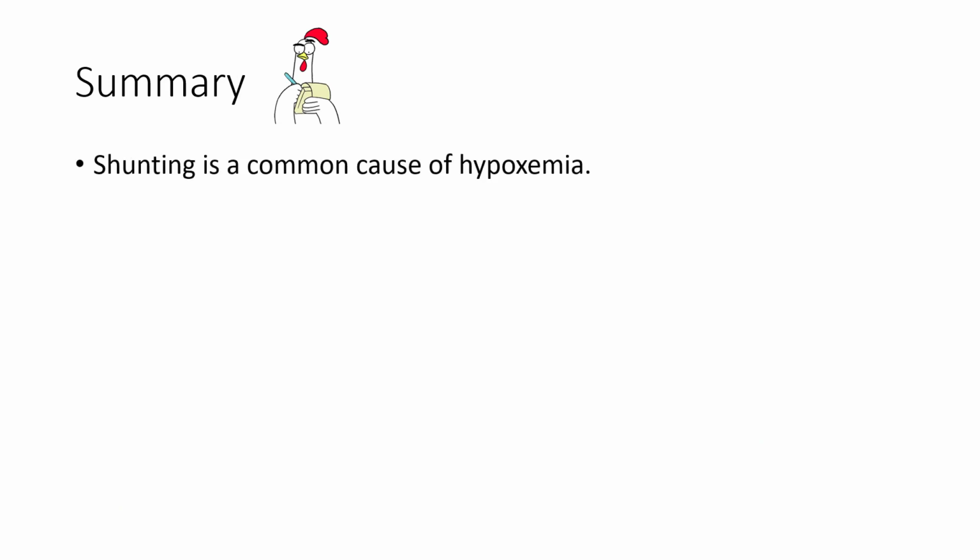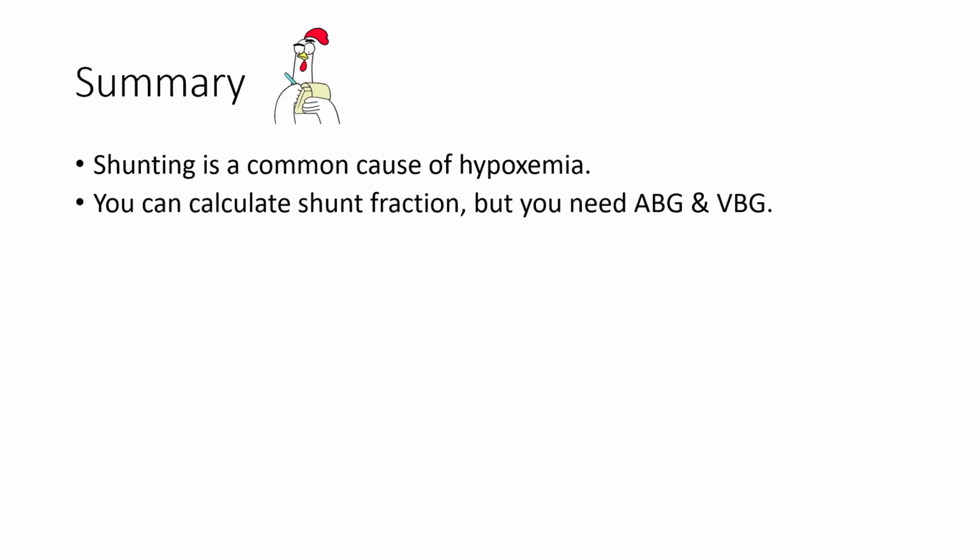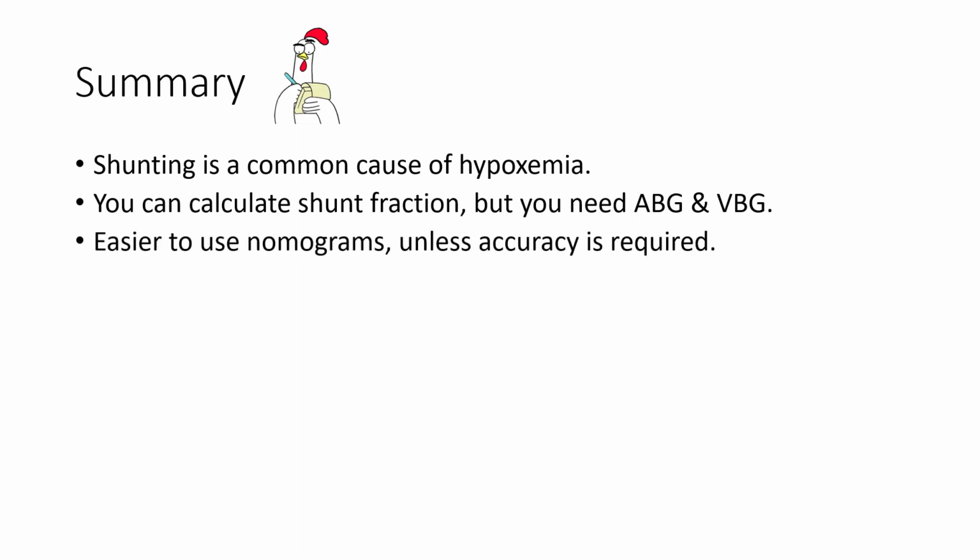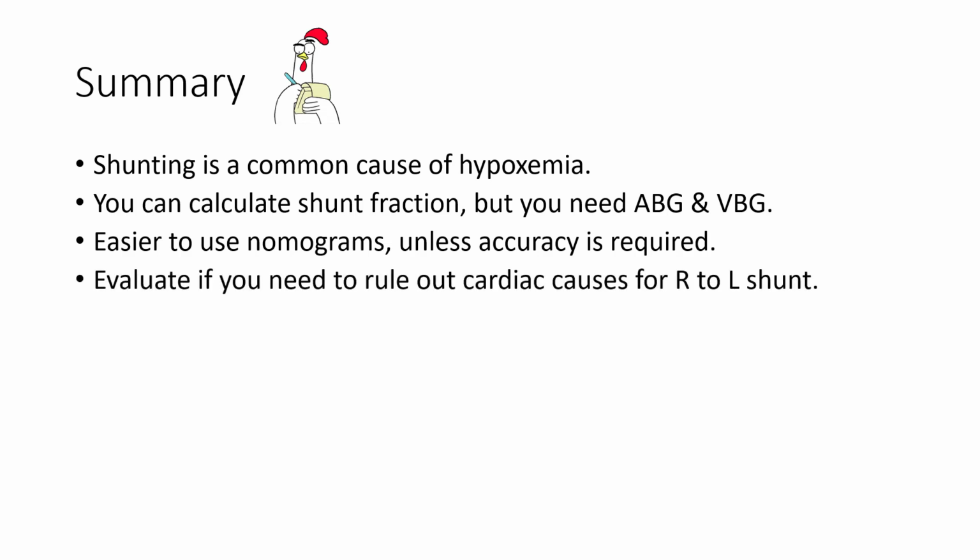So in summary, shunting is a common cause of hypoxemia, and you can calculate the shunt fraction, but you will need an ABG and a VBG, ideally from a mixed venous from a Swan. However, you can use it from a central line as well. It's a lot easier to use nomograms unless accuracy is required. Always evaluate if you need to rule out cardiac causes for right to left shunt, because some of these things can be treatable.